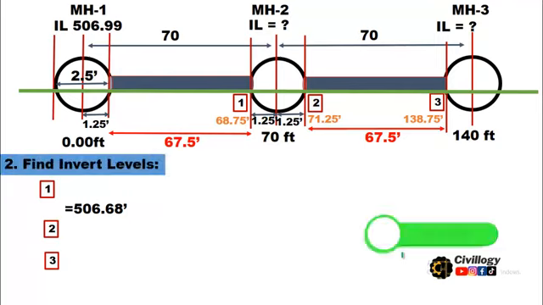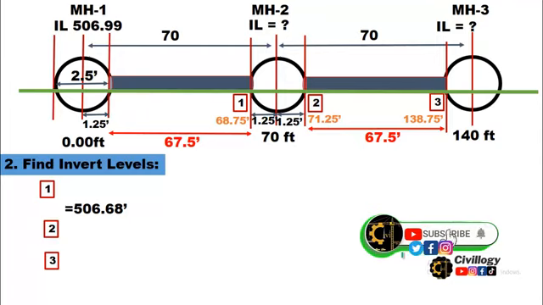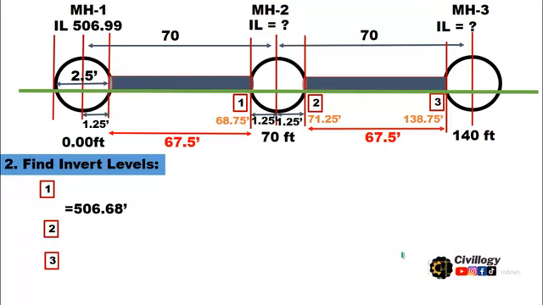So the next point is to find the invert levels. Invert level is the level at which water enters into the pipe without any obstruction or without any resistance. So we'll have to find the invert levels of these manholes. Over here, the invert level of the first manhole is given, which is 506.99. So what will be the invert level of the second manhole and the invert level of the third manhole?